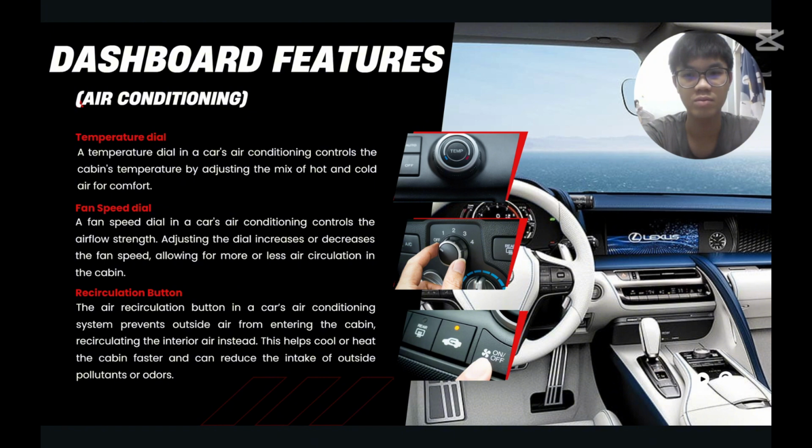The third item is the recirculation button. The air recirculation button in a car's air conditioning system prevents outside air from entering the cabin, recirculating the interior air instead. This helps to cool or heat the cabin faster and can reduce the intake of outside pollutants or odors.